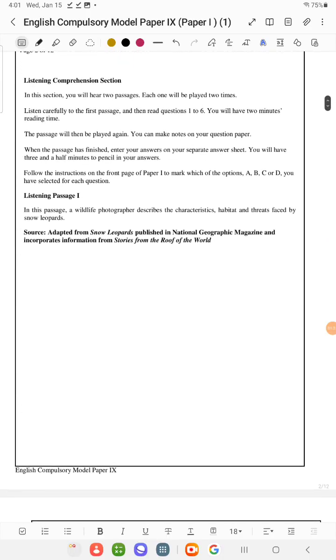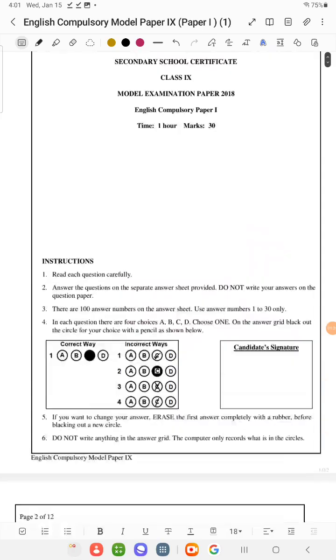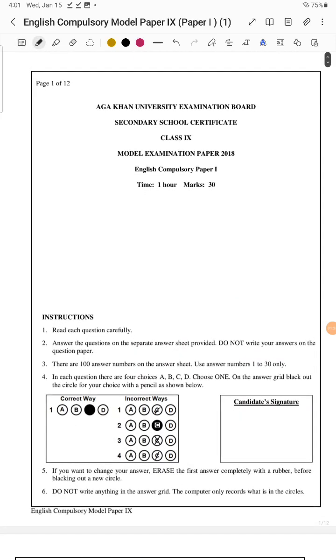First of all, I've taken out your model examination paper 2018, and I guess this will be followed in the 2025 examinations as well, as far as I'm concerned. In accordance with this paper format, we will discuss and prepare the examination pattern of English, and understand each and every topic of this subject. So, English compulsory paper 1, time 1 hour, marks 30.